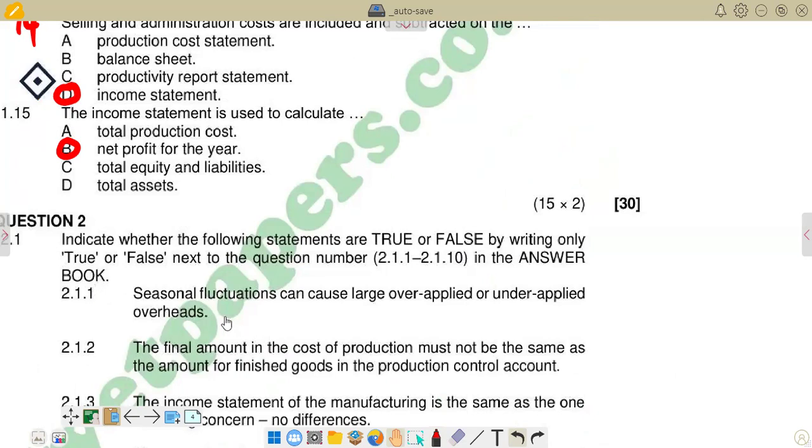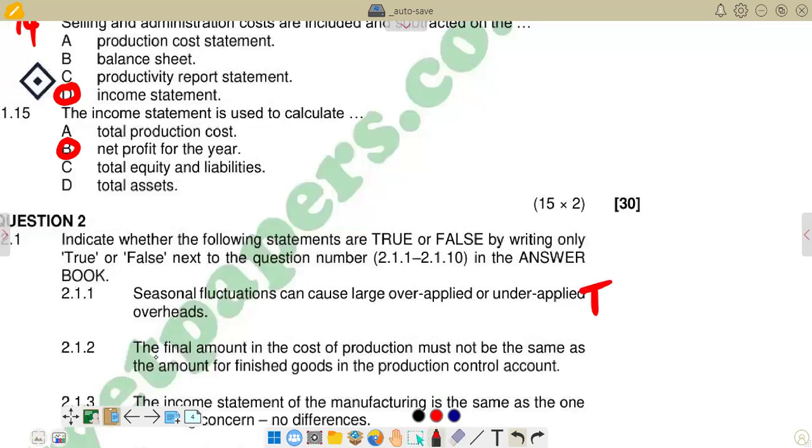Then 2.1.1 reads, seasonal fluctuations can cause large over applied or under applied overheads, which is very correct, because these fluctuations are the ones that are going to cause these variances that are going to lead to over applied or under applied. So we have got true as the most appropriate. It's the first one.